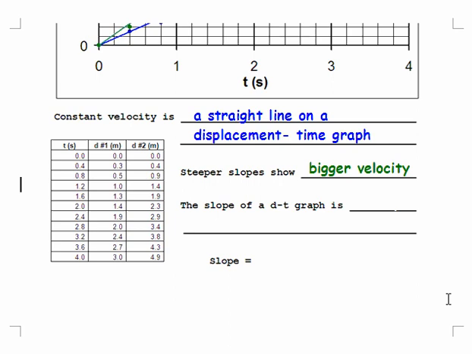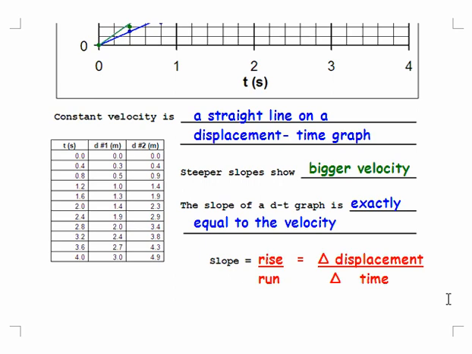What if you actually wanted to get the velocity? What if I said, well, how many meters per second of constant velocity do those objects have? Well, then you would simply measure the slope of the line. So the slope of the dt graph is the velocity. Those two things are the same. And remember that slope is rise over run. On our graph, that means the change in displacement. That little triangle is delta, which means change in. It's the change in displacement divided by the change in time.